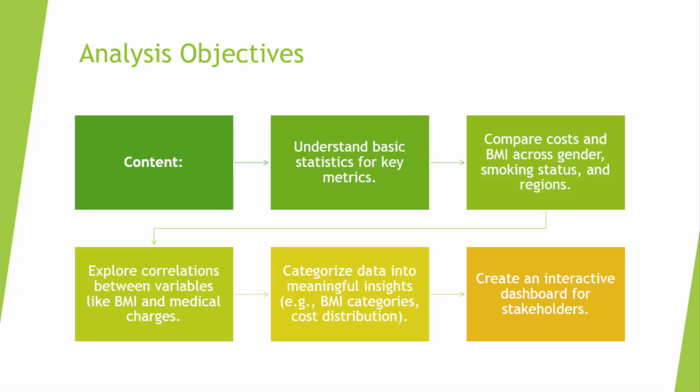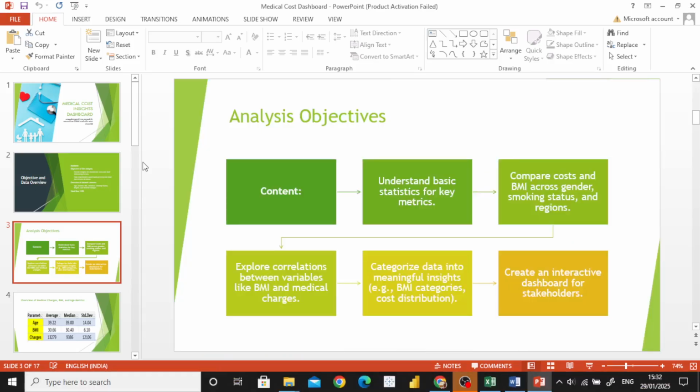We are going to analyze the basic statistics for key metrics. After that, we are going to compare cost and BMI across gender, smoking status, and regions. Next, we are going to explore the correlation between BMI and medical charge. After that, we are going to categorize data into meaningful insights like BMI categories and cost distribution. At last, we are going to create an interactive dashboard for stakeholders.